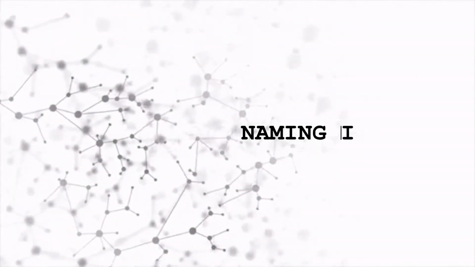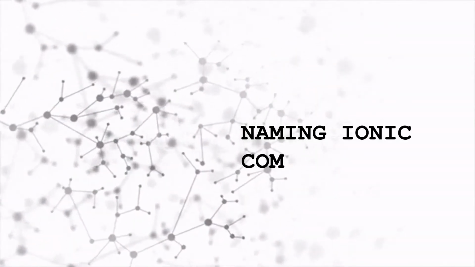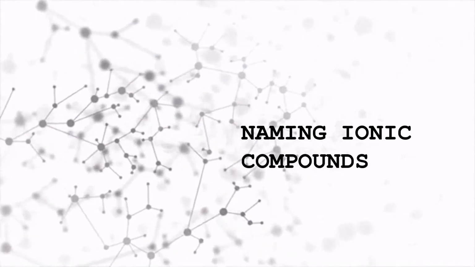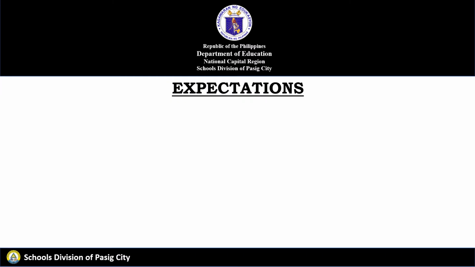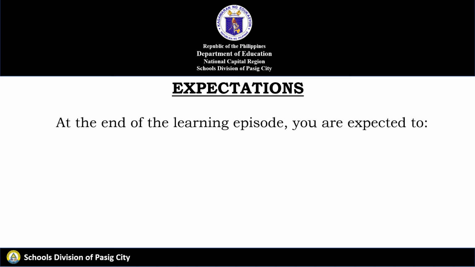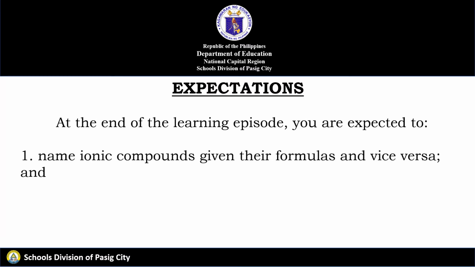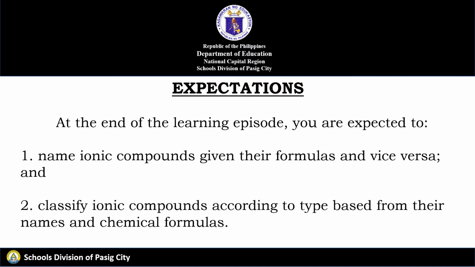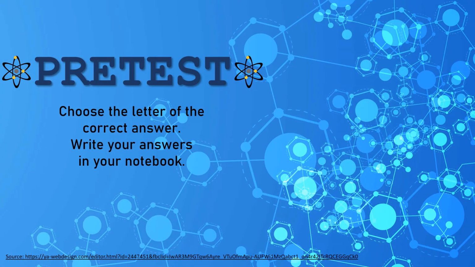Today, you will learn how to write names of ionic compounds. At the end of the learning episode, you are expected to: 1. Name ionic compounds given their formulas and vice versa, and 2. Classify ionic compounds according to type based from their names and chemical formulas. Ready? Let's proceed to our pretest.